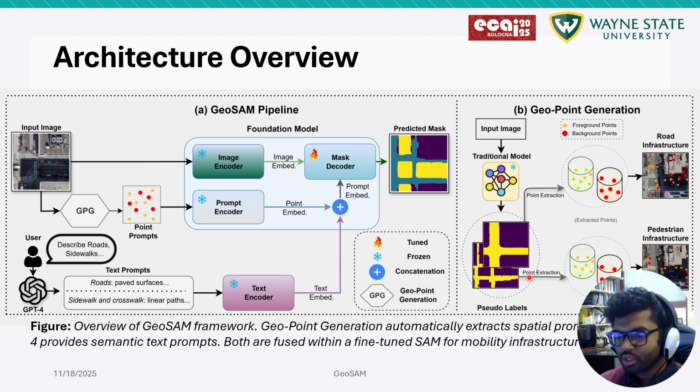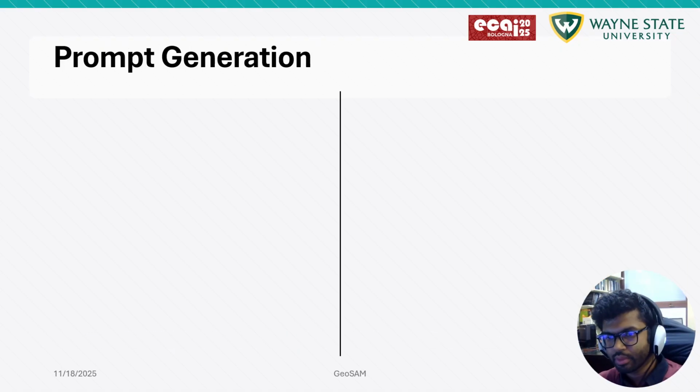We have two sets of prompts. The first prompts come from the foreground pixels, which are the positive clicks, and the background or negative clicks, which help SAM focus on where to look and where not to look. The foreground points are for where to look, and the background points are for where not to look.